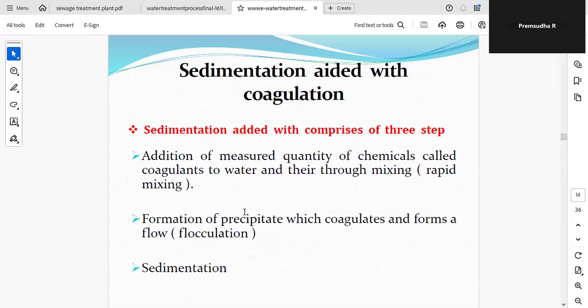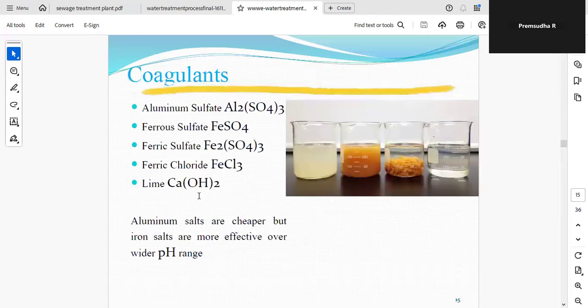Sedimentation aided with coagulation: addition of a measured quantity of chemicals called coagulants to the water, with rapid mixing. Formation of precipitate which coagulates and forms a floc. The normal coagulants are aluminium sulfate, ferrous sulfate, ferric sulfate, ferric chloride, and lime. Aluminium sulfate, commonly called alum, is commonly used. Aluminium salts are cheaper, but iron salts are more effective over a wider pH range.